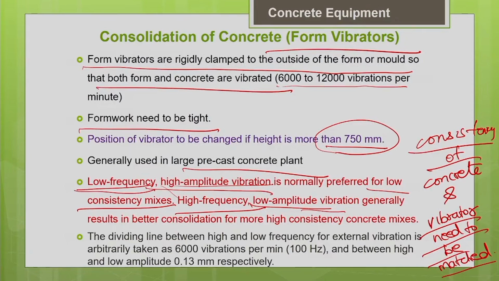So, what is the dividing line, in quantitative terms, between high amplitude and low amplitude, and between high frequency and low frequency? Generally, a frequency more than 6000 vibrations per minute, we call high frequency. Lesser than 6000 vibrations per minute, we call low frequency. Similarly, amplitude more than 0.13 mm, we call high amplitude, and less than 0.13 mm, we call low amplitude. So, the dividing line between high and low frequency for external vibration is arbitrarily taken as 6000 vibrations per minute, and between high and low amplitude is 0.13 mm.